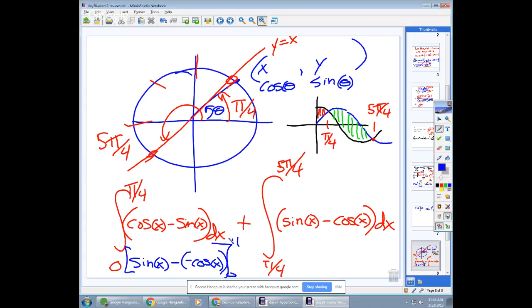Evaluate from 0 to pi over 4. Okay. Just because I have a zero boundary, is it safe that all that stuff is going to be zeros? No, it's not safe to assume that. It's not always true. Plus, the antiderivative for the sine is negative cosine. Antiderivative for the cosine, sine. And there's already a minus there, so be super careful. Integrate that from pi over 4 to 5 pi over 4.